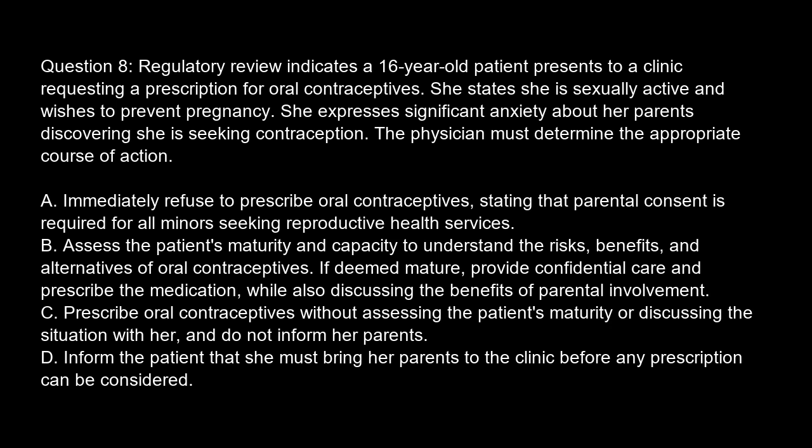She expresses significant anxiety about her parents discovering she is seeking contraception. The physician must determine the appropriate course of action. Option A. Immediately refuse to prescribe oral contraceptives, stating that parental consent is required for all minors seeking reproductive health services. Option B. Assess the patient's maturity and capacity to understand the risks, benefits, and alternatives of oral contraceptives.